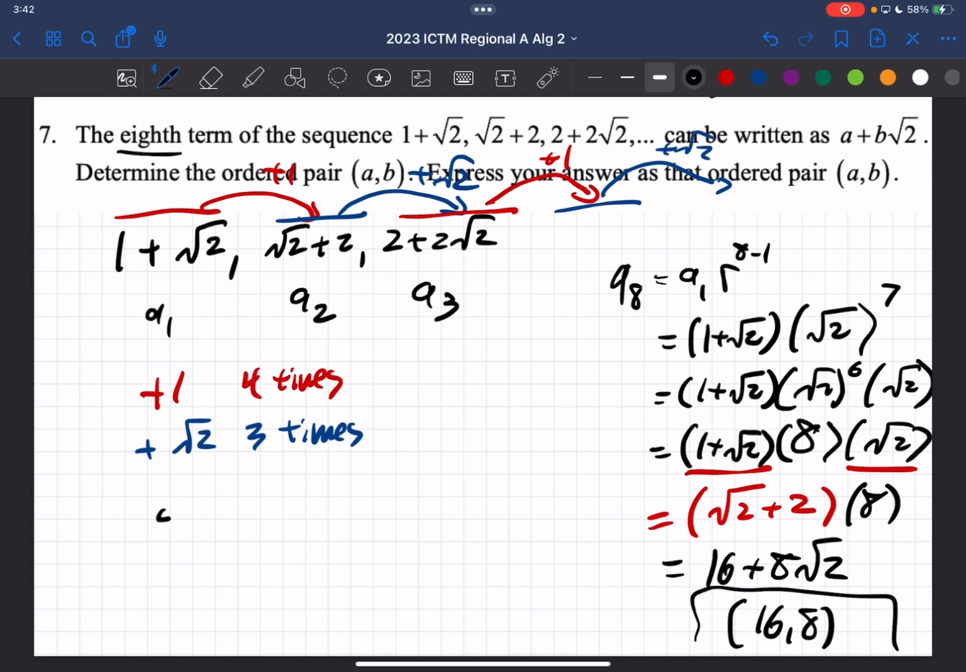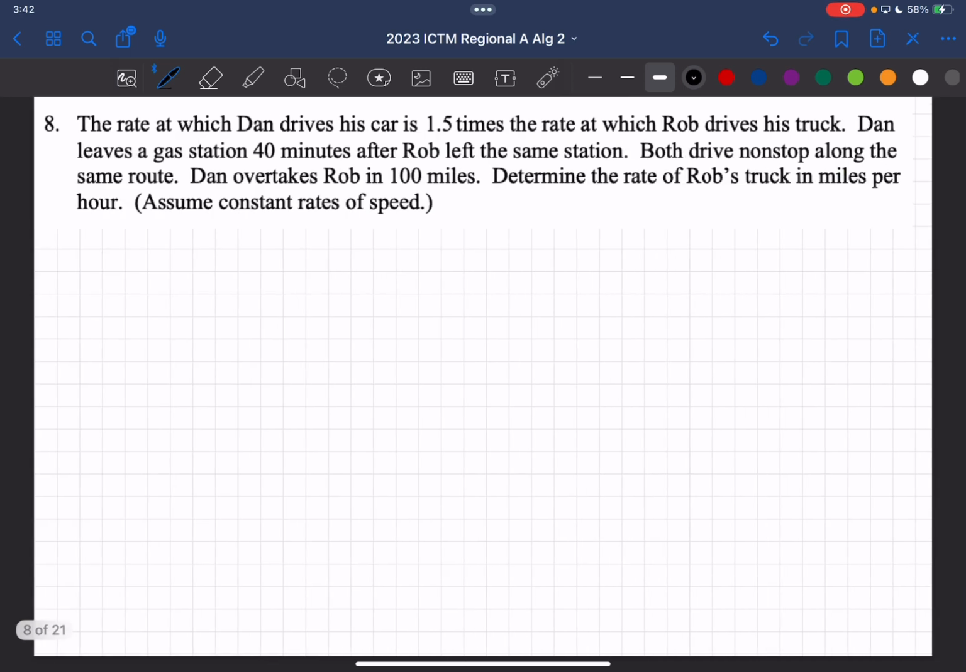In which case, we would get 5 plus 4 square root of 2. So 5 comma 4 is the other possible answer. Number 8. The rate at which Dan drives his car is 1.5 times the rate at which Rob drives his truck. Now Dan leaves the gas station 40 minutes after Rob left the same station. Both drive nonstop along the same route. Dan overtakes Rob in 100 miles. So determine the rate of Rob's truck in miles per hour.